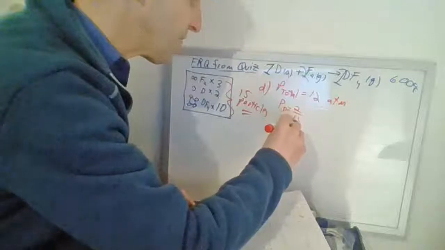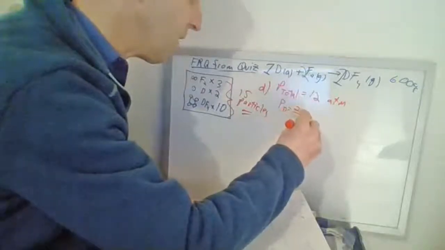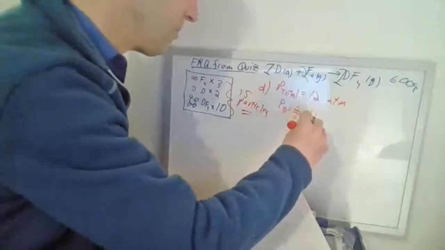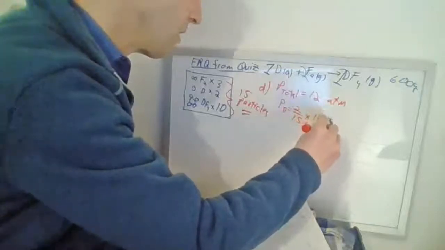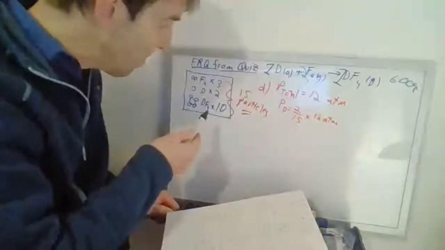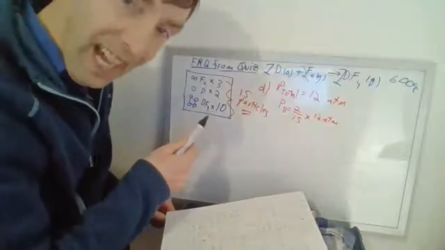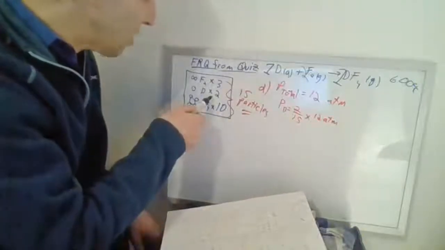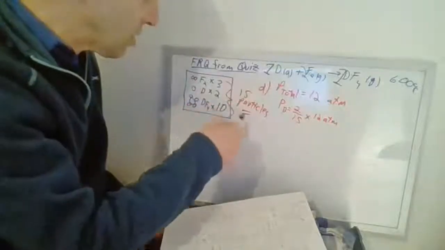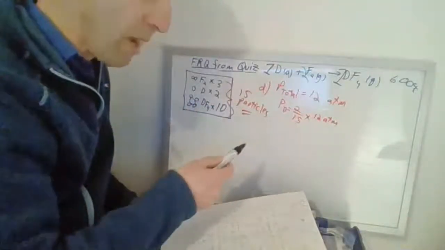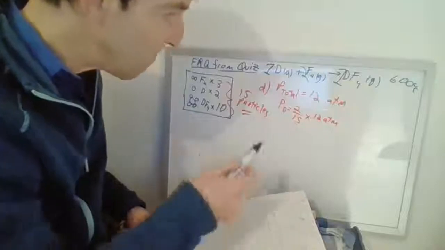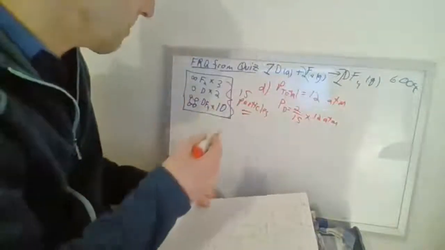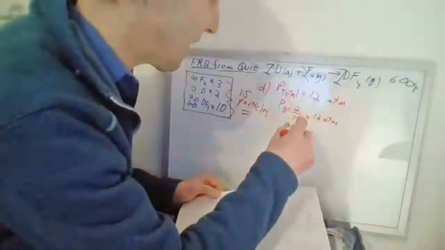So I take 2/15 of 12 atmospheres. Why? Remember, the more particles of that type, the more of that partial pressure. So I've got 2 of these that are D's out of the 15 total. So 2/15 of the pressure is from D.